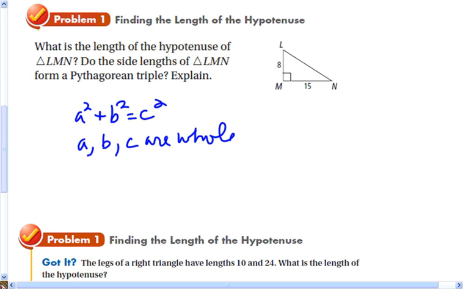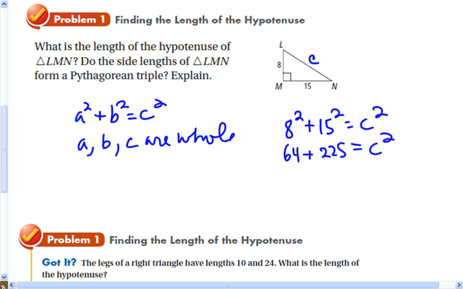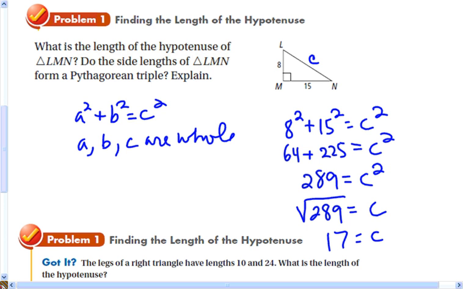So if we do this, we're going to do 8 squared plus 15 squared is equal to c squared, and that's 64 plus 225, and that's equal to 289. And now we just want the positive square root of 289, and that's 17. And since c is also a whole number, this is a Pythagorean triple. So we're going to say yes. All right?